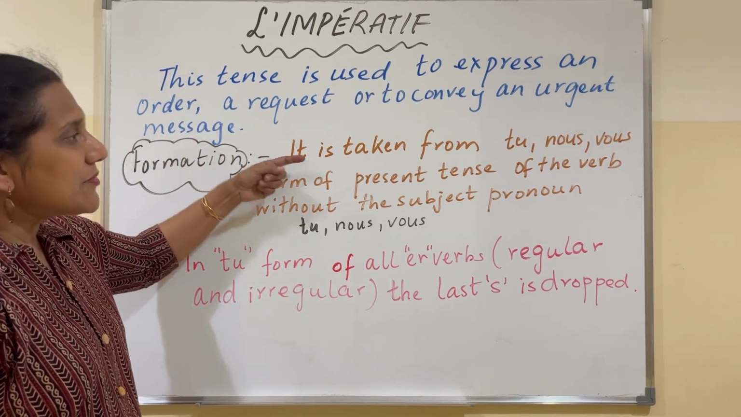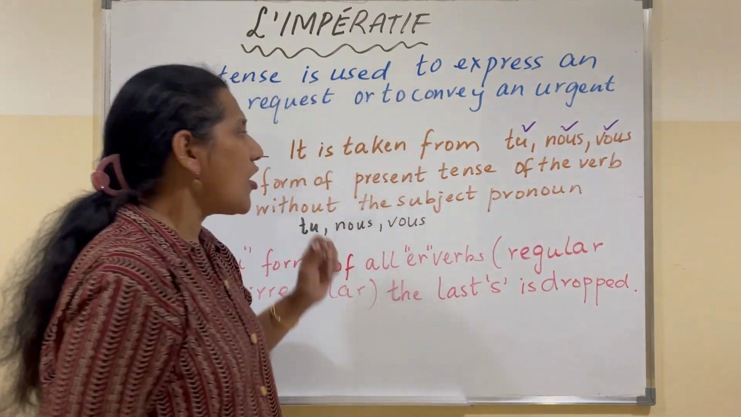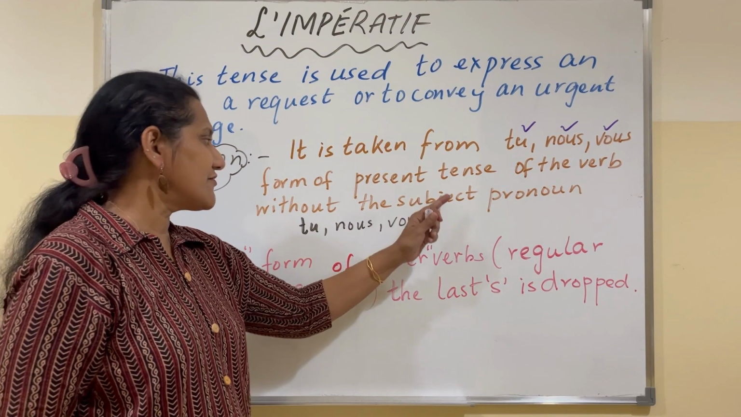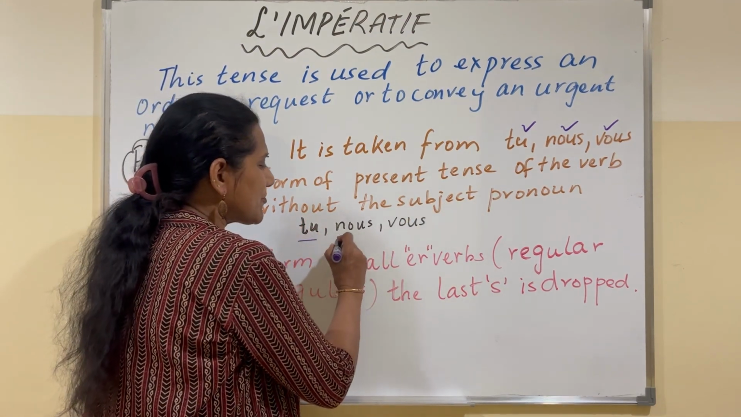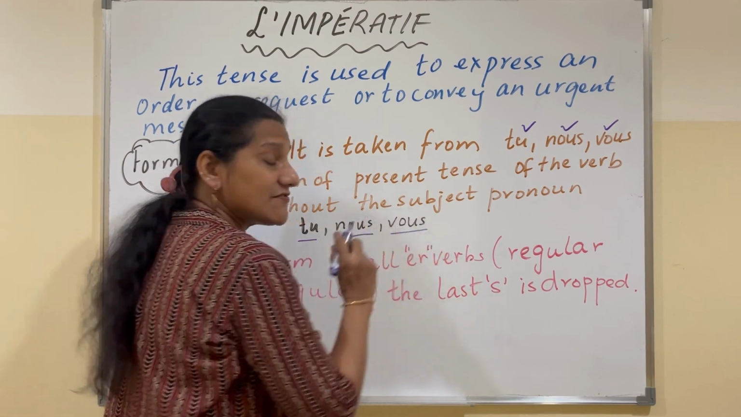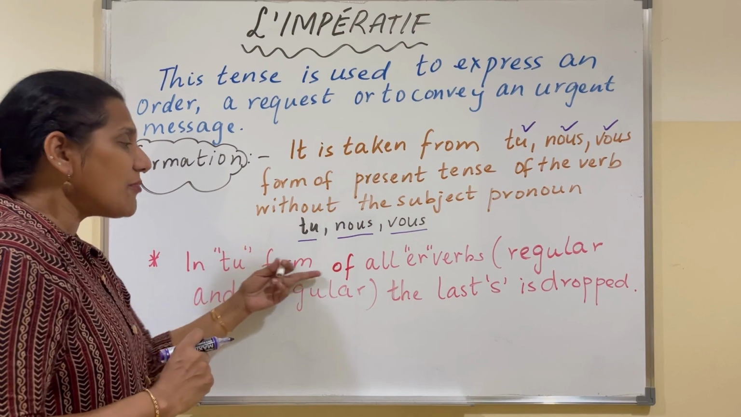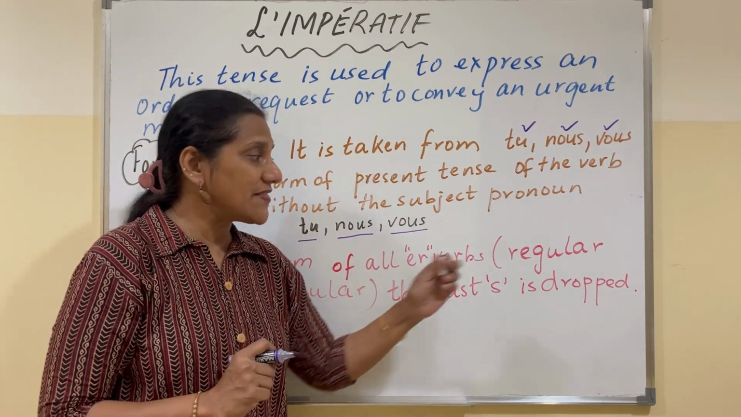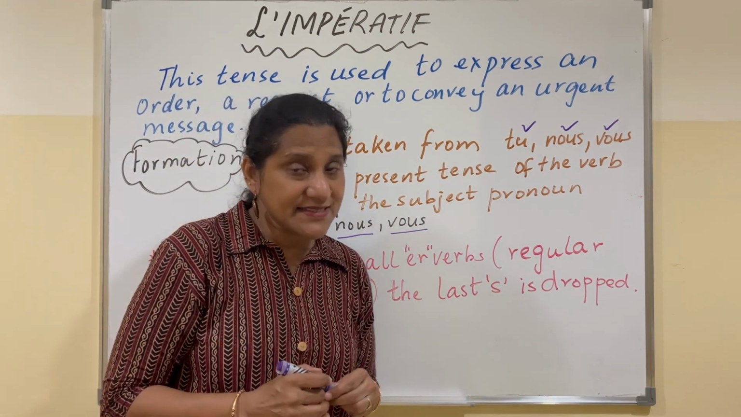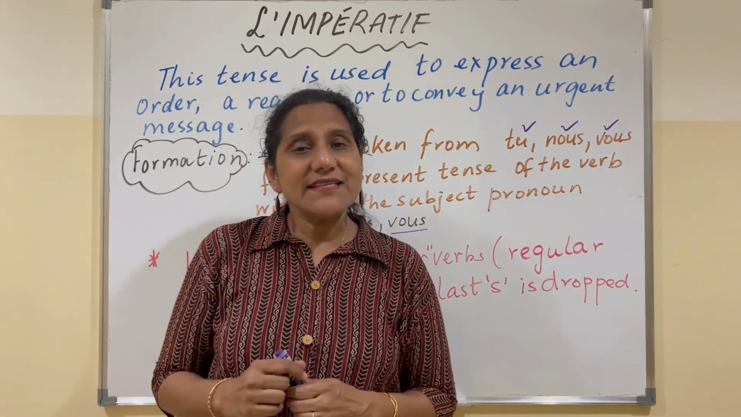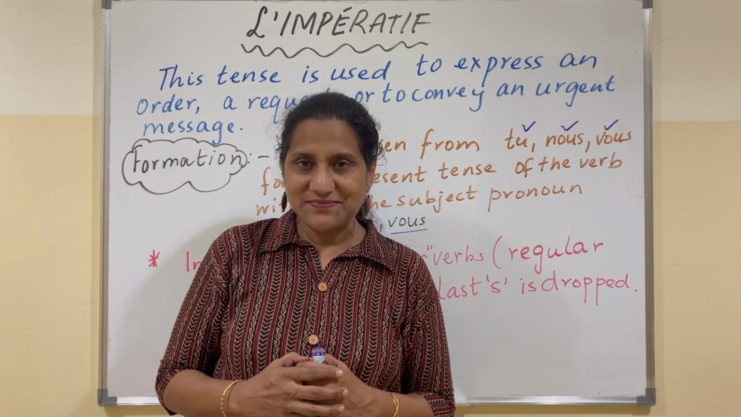It is taken from the tu, nous and vous form of present tense of the verb without the subject pronoun. So we have to remove the subject pronoun tu, nous and vous. And something that is very important, in tu form of all ER verbs, whether they are regular or irregular, the last S is dropped. Now let's see how to form l'impératif in French.